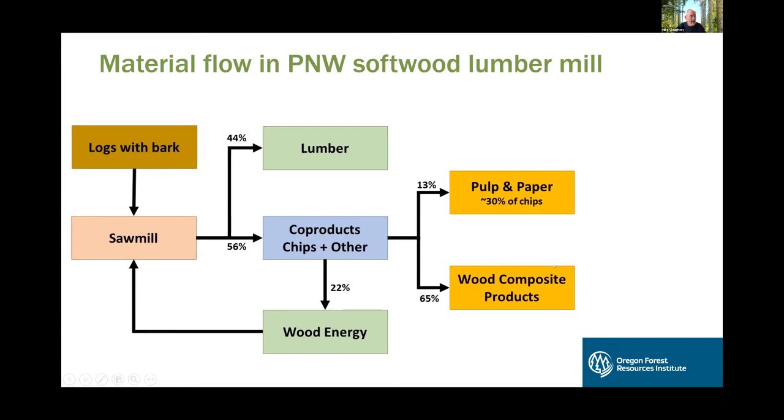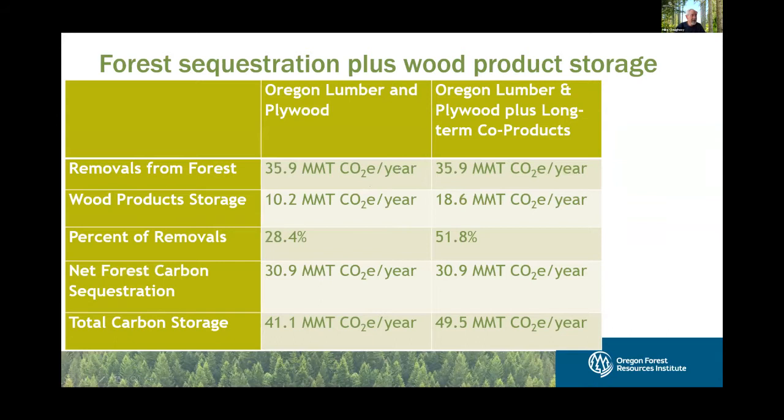Wood composite products are still storing the carbon. So this is things like particle board, oriented strand board, medium density fiber board. A lot of the siding products are wood composite products. It's storing a lot of carbon for a long time. So we can't just look at lumber and plywood. So why that makes a difference leads us to this slide.